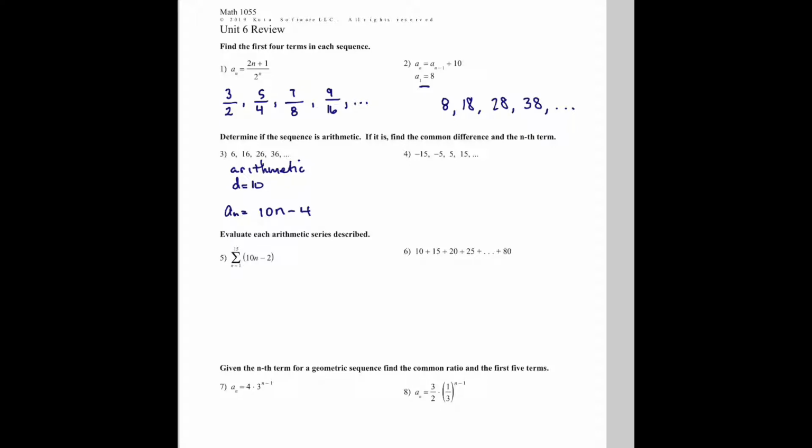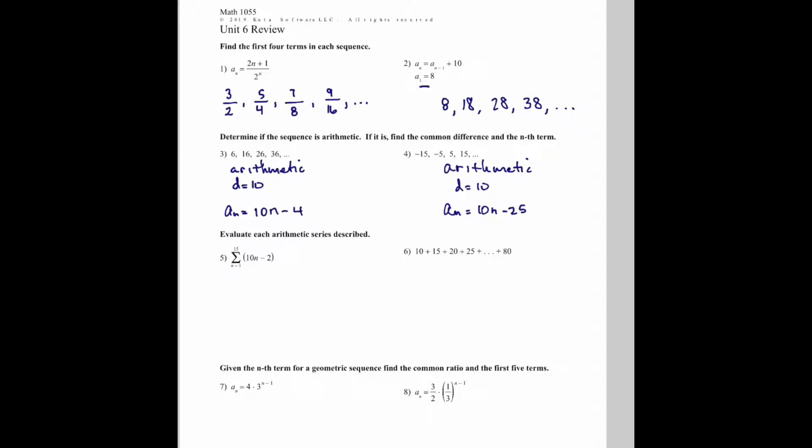Now, question 4, if we go from -15 to -5 to 5 to 15, we have to determine if we've got a common difference. If so, then it's arithmetic. Now, it looks like to go from -15 to -5, we add 10. -5 to 5, we add 10. 5 to 15. So it is arithmetic. We have the same common difference. Common difference is 10, which means the nth term is going to be 10n. And if we considered a zero term in front of the first term, it would be -25.